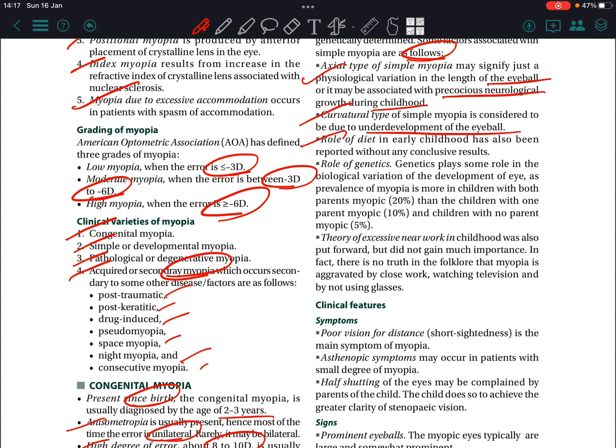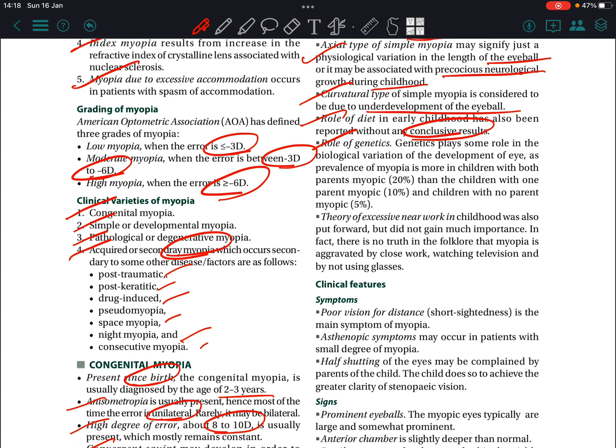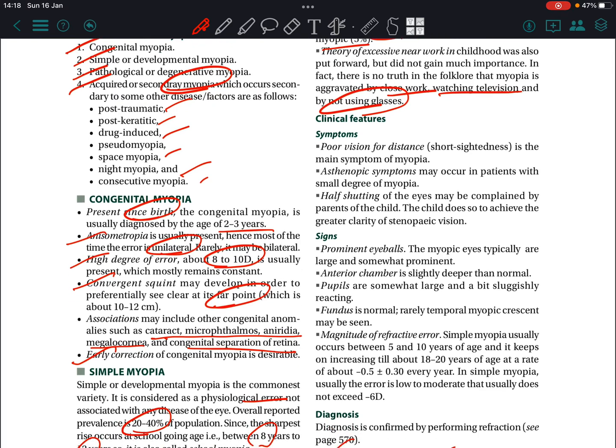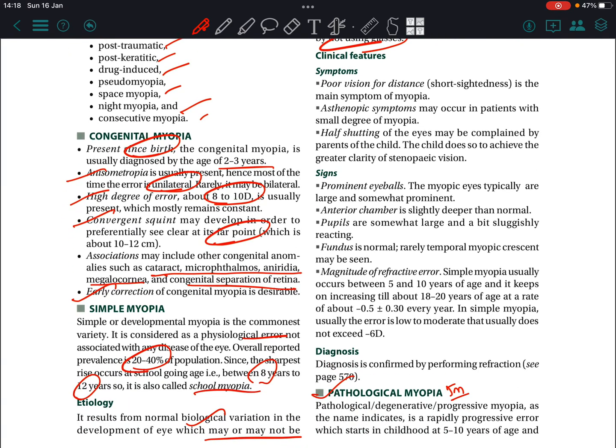Role of diet in early childhood has also been reported without any conclusive result. Role of genetics: genetics plays an important role. If parents are myopic, the incidence in children will be 10%, and for children with no myopic parent it is 5%. Theory of excessive near work: watching television, close work. This also causes myopia.